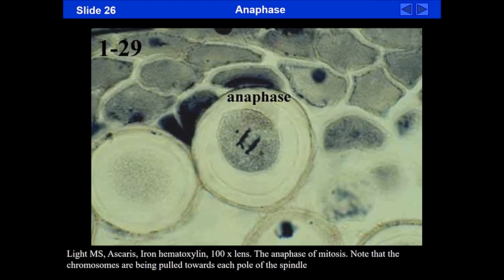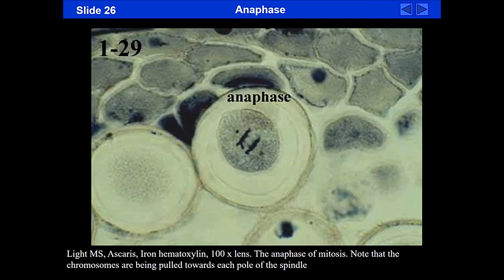Anaphase, the chromosomes have now been separated and are diverging away from the equatorial plane. And here we can see this dot here and this dot here. This would be the centrosomes, the paired centrioles that make up the microtubule organizing center. Questions on anaphase?